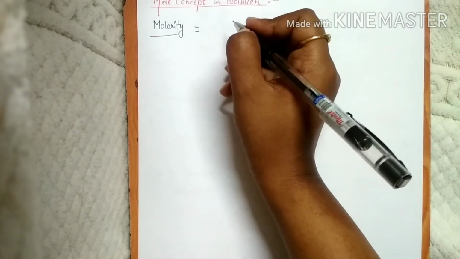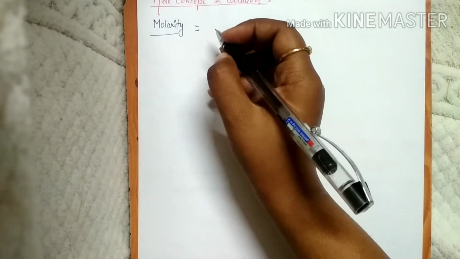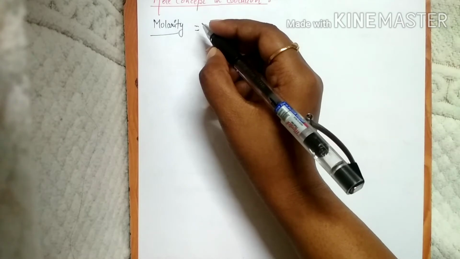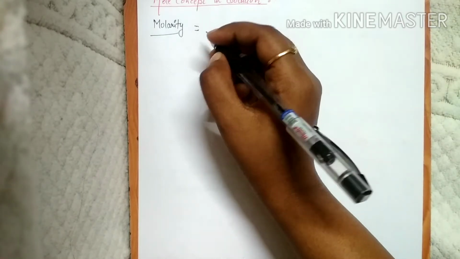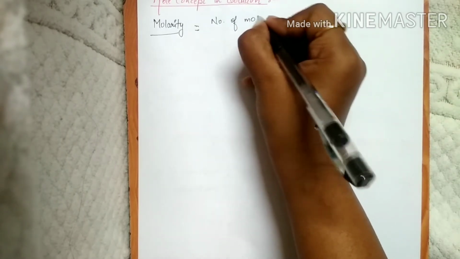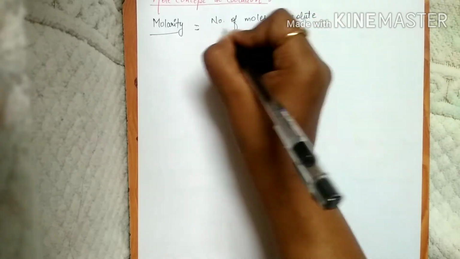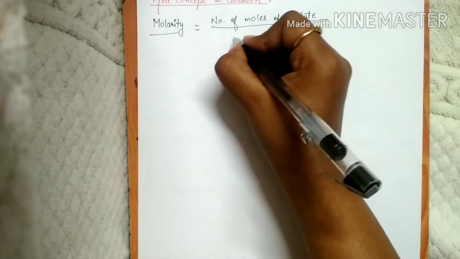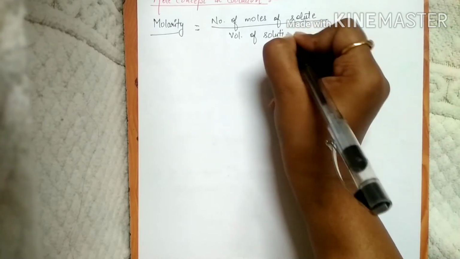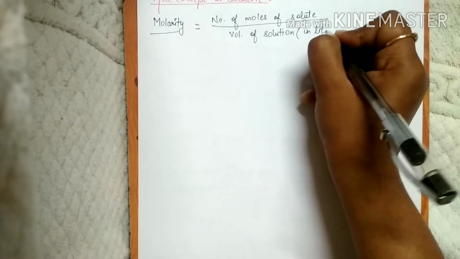We'll just study the basic formulas and solve the questions, okay? We are not going into much detail. So the formula for molarity is the number of moles of solute present per liter of solution. Here the solution is in liters.